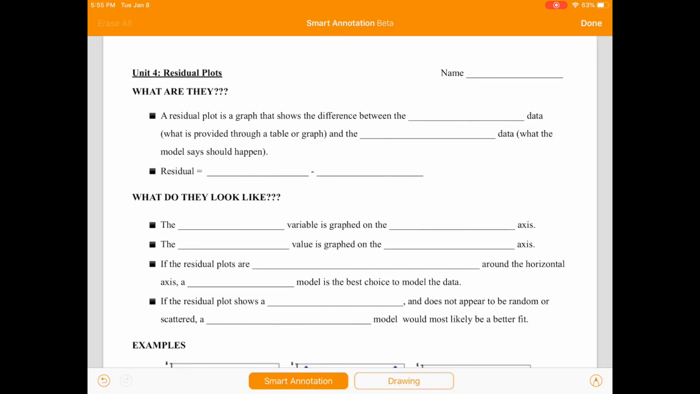So in this video, I am talking through the notes for residual plots. These are the notes that we did yesterday, which was Monday, January 7th.